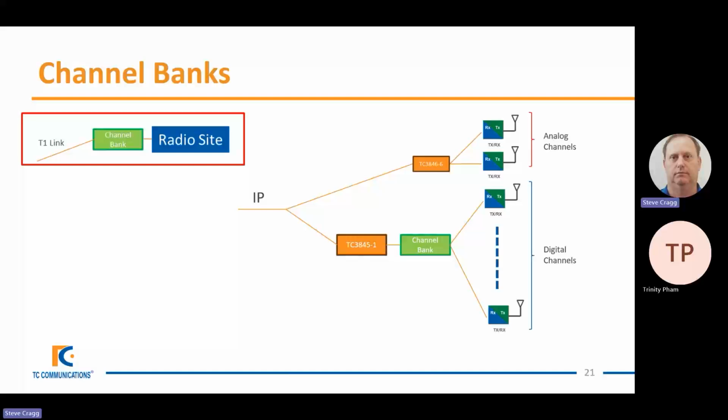And then as you change all the digital channels, and the digital channels inherently use the IP solution, eventually you end up with all of the digital channels connected directly to the IP network, with the 3846-6 providing you the additional analog channels. So you can see there's a number of ways of doing this.